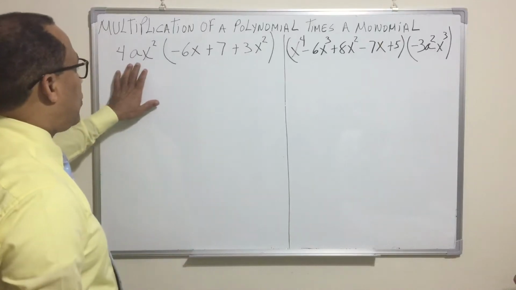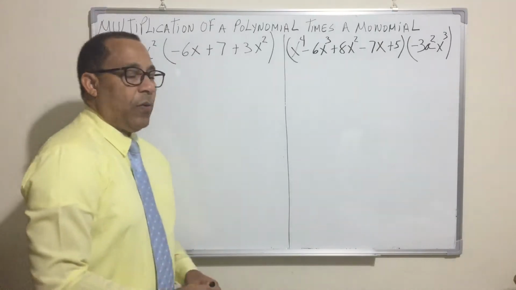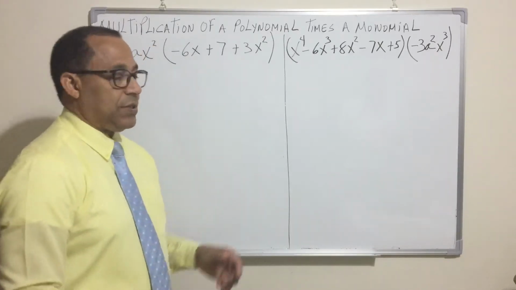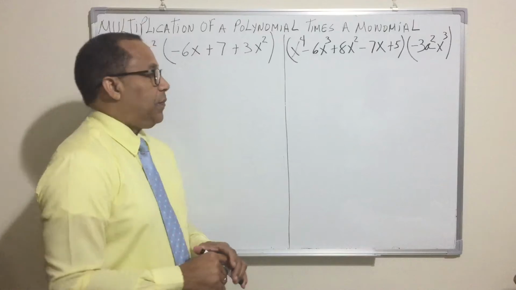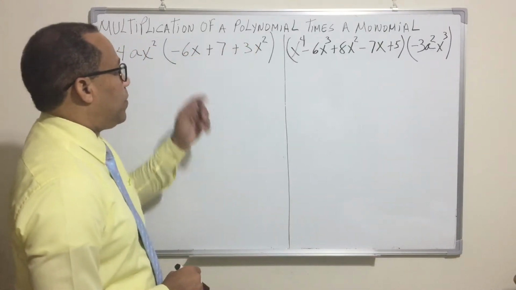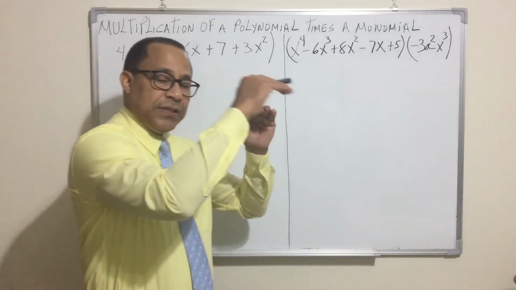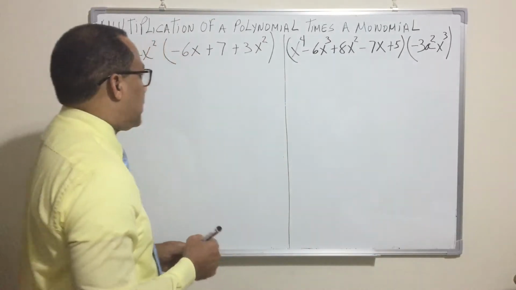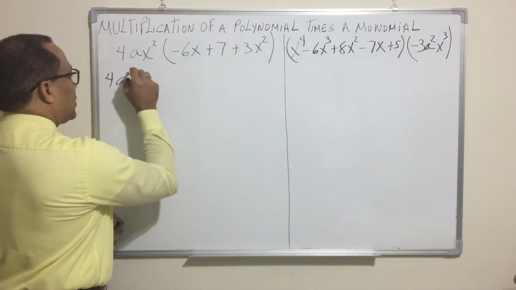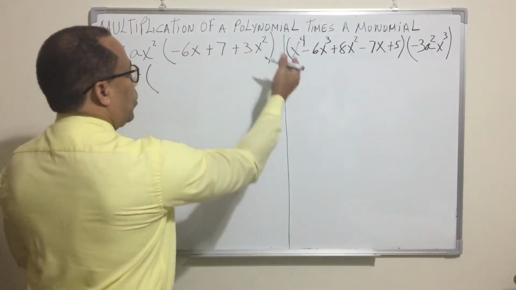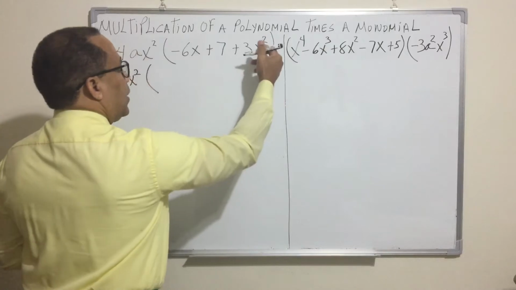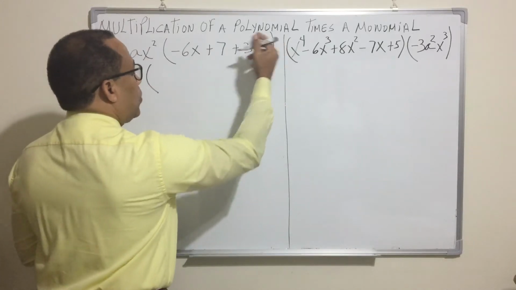We are multiplying a monomial times a polynomial. Our first step should be to make sure that the polynomial is arranged in order. It means that the greatest exponent goes as the first term of the trinomial, and it goes in descending order. So what I'm going to do is I'll just bring down the same monomial 4ax to the second times, and I'll put this one in order. So my first term will be the x to the second power because it's the greatest exponent. That's a 2 and that's a 1.